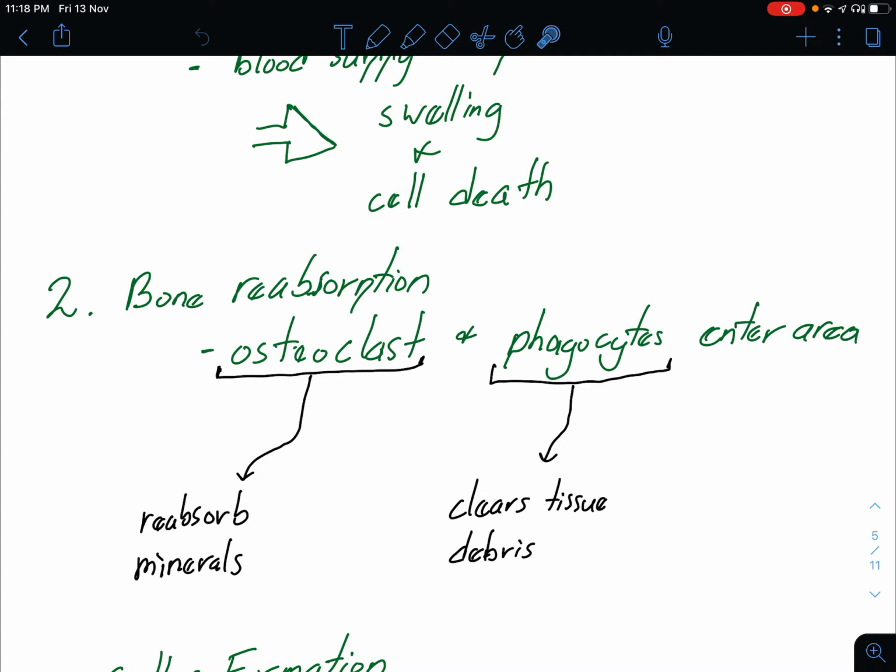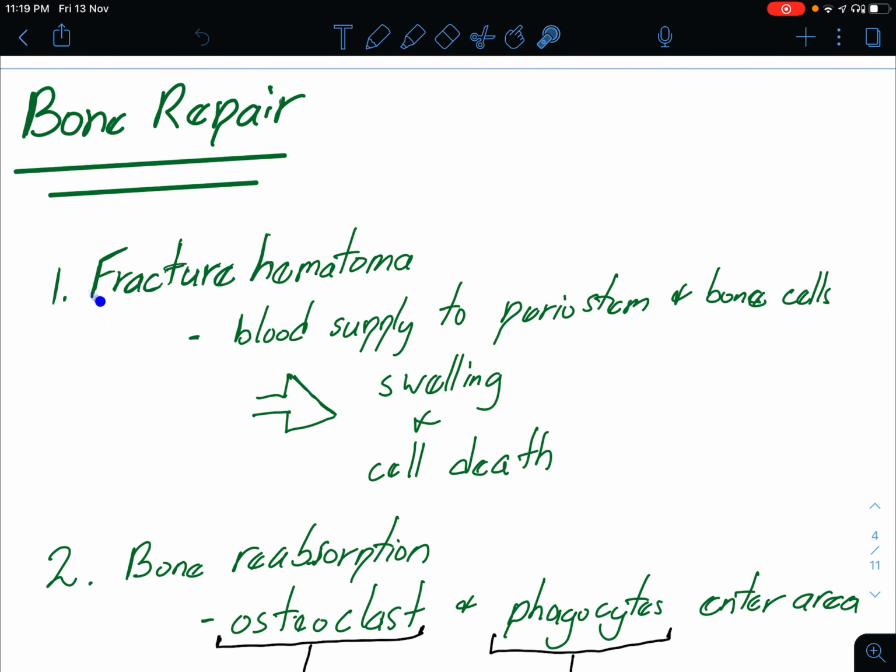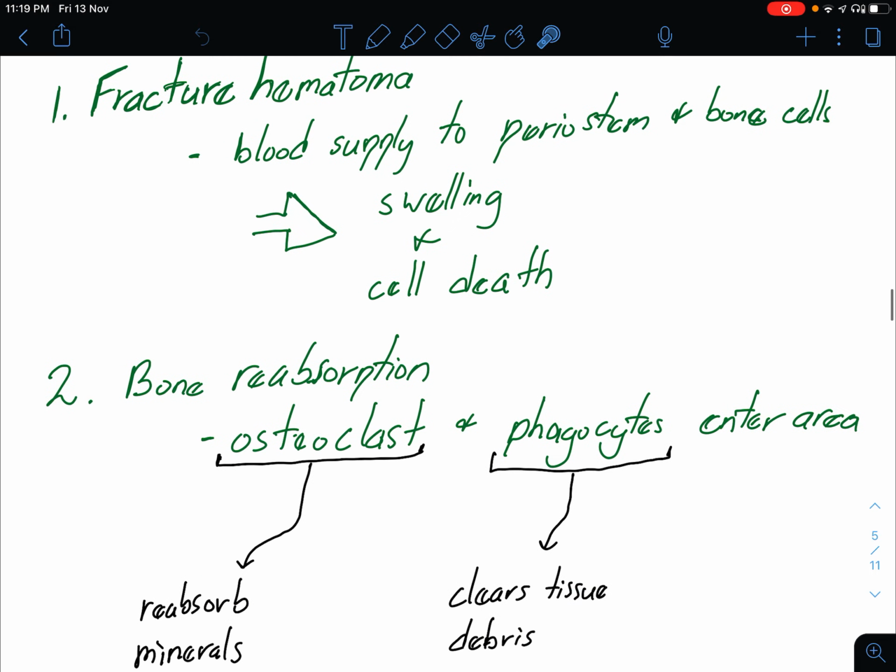It's like when you're building a new home, you have to clear the piece of land first before you can start building. So we have the osteoclasts that are going to be introduced to the area to help reabsorb the minerals, reabsorb the bone, and then we have phagocytes that enter the area to clear the debris created by damaged tissue. So we go from the fracture hematoma, the incidence of injury, then we have the bone reabsorption, so we clean the space.